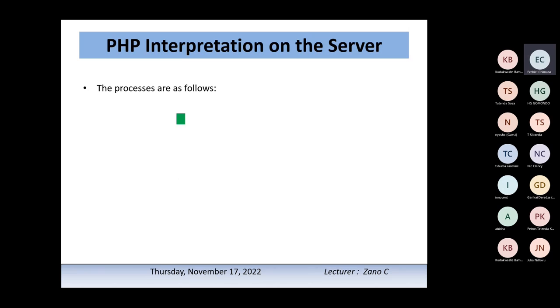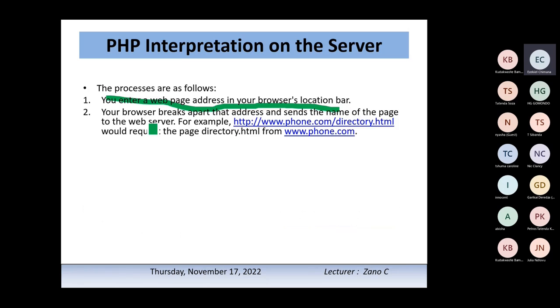So the process is as follows. You enter a web page address in your browser's location bar. Your browser breaks apart the address and sends the name of the page to the web server. For example, if you pass this, it would request the page directory.html from this domain.